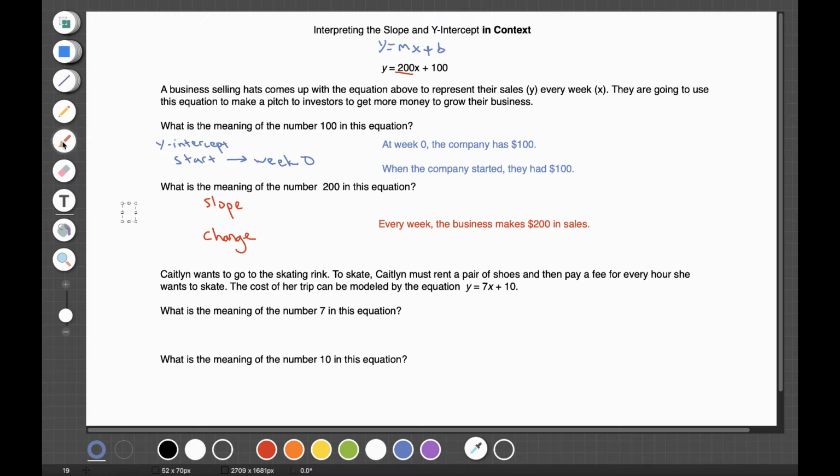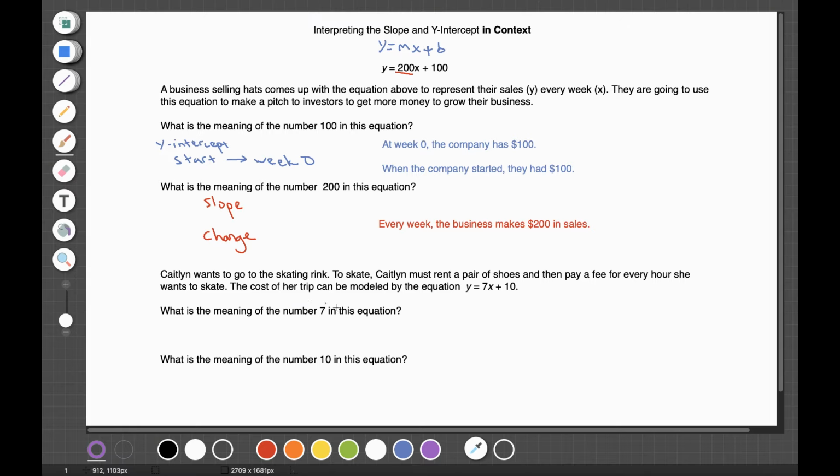Okay, let's look at this next problem. And it's the same idea. It's just a little bit maybe of a different context than what we've seen before. So Caitlin wants to go to the skating rink. To skate, Caitlin must rent a pair of shoes and then pay a fee for every hour she wants to skate. The cost of her trip can be modeled by the equation y equals 7x plus 10.